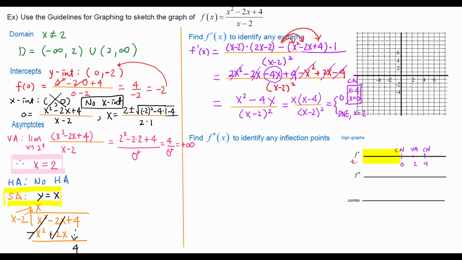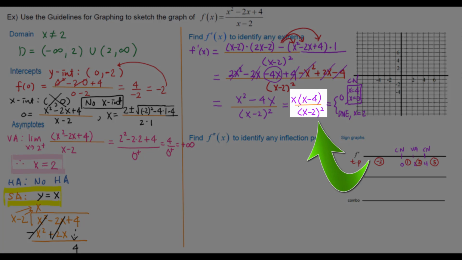My test point for the first interval, I'm gonna choose -2. For the second interval, it's between 0 and 2, so I'm gonna choose +1. And I'm gonna choose 3. And then after 4, I'm gonna choose 5. And of course, I'm going to plug it into the factored form of f prime to find out the sign.